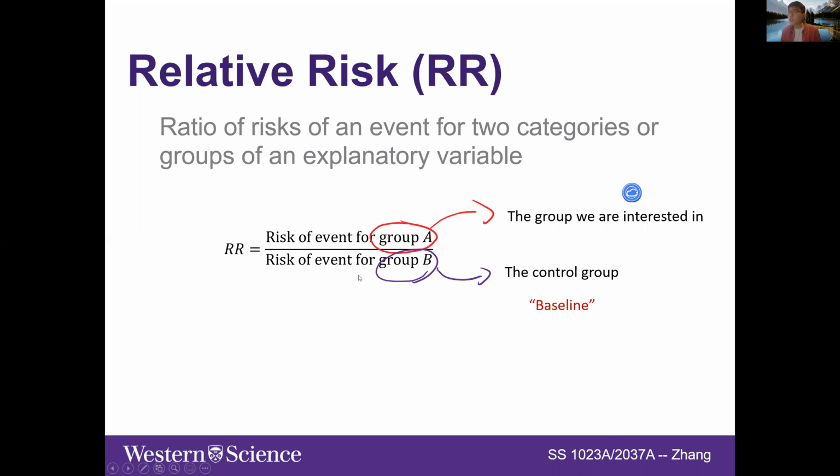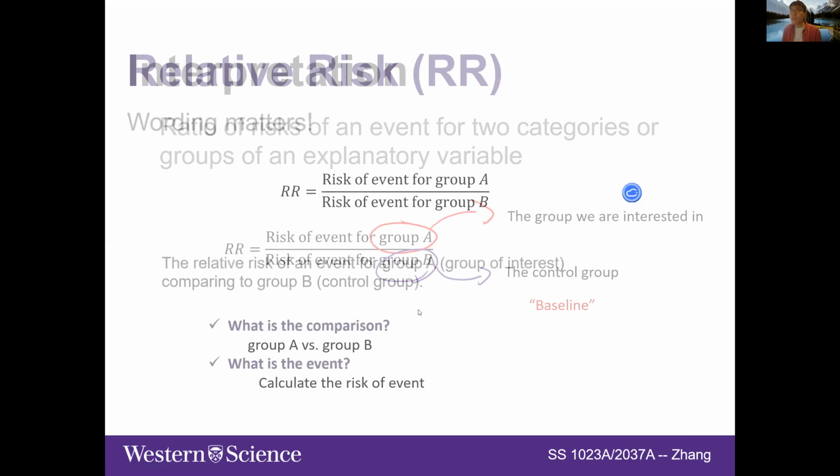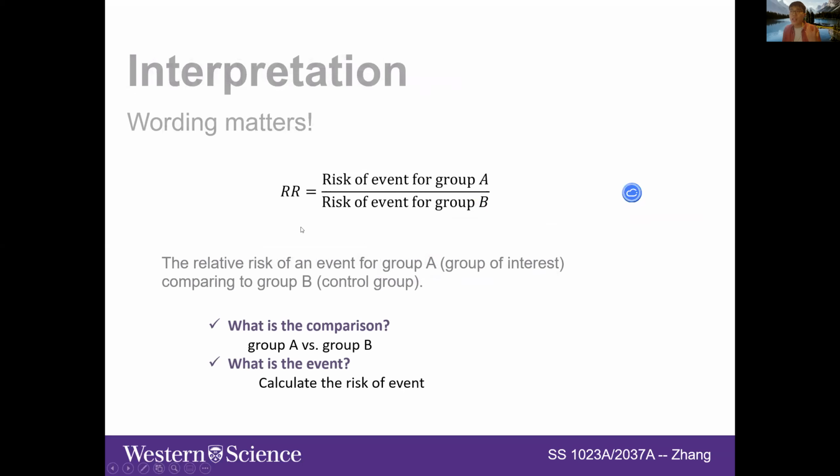So for group B, we have another name to call it, which is the baseline, because that is the group that we are putting as our baseline. And then we are looking at another group that we are interested in to compare with our original baseline. So that's why we call group B the baseline. The interpretation of this relative risk is very important.